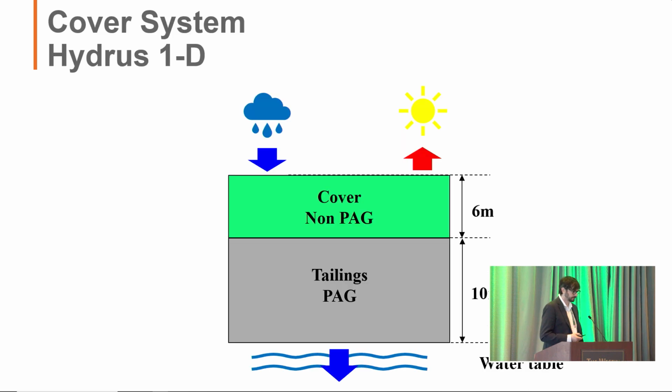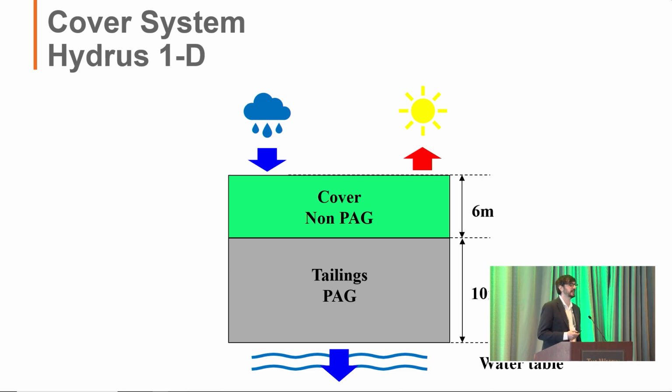Here we can see a scheme of a HYDRUS 1D model. At the bottom of our scheme, we have the tailings PAG. We need to define boundary conditions. At this instance, we will say that the bottom boundary condition of our model is free drainage. Water goes out of the system. The water table will be below the system.